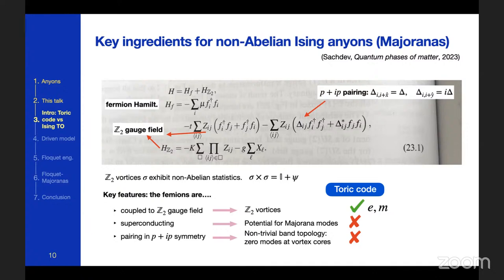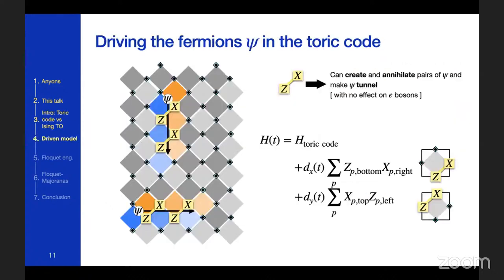So what I will try to do next is to use the Floquet drive to try to remedy this and to be able to imprint on the toric code these missing ingredients. How can I do that? So we saw before that the creation of a double violation is obtained by an operator that looks like this. So a ZX coupling. And so if there are no fermions, I will create a pair. If there are two fermions, I will annihilate them. If there is one fermion, this operator will make it travel throughout the lattice.